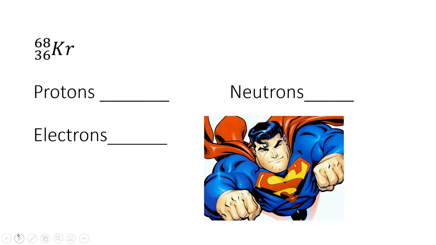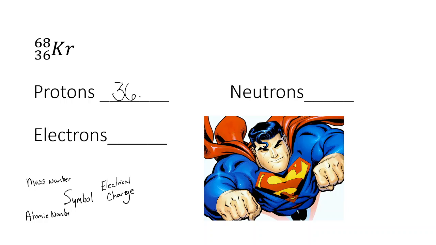But anyways, remember, we have the symbol, the atomic number, the mass number, and the electrical charge. So if we were looking at this, what is the number of protons, found by the atomic number? If you said 36, you'd be right. And by the way, this is krypton.